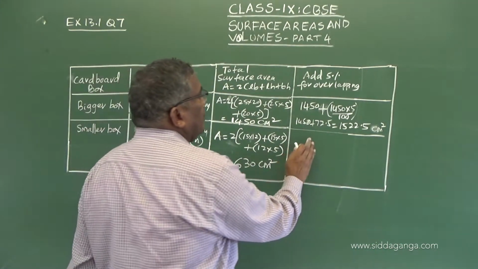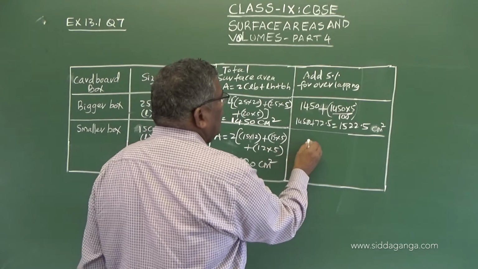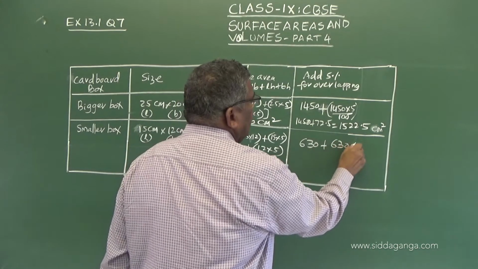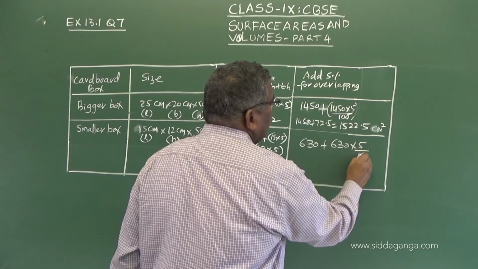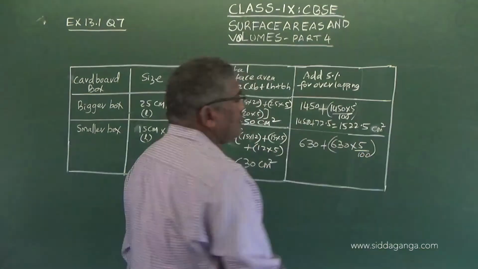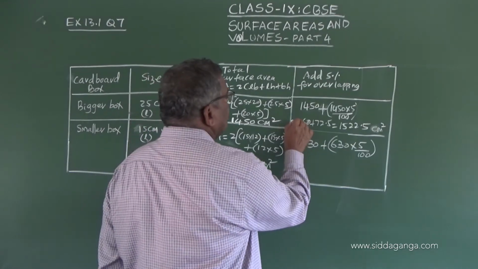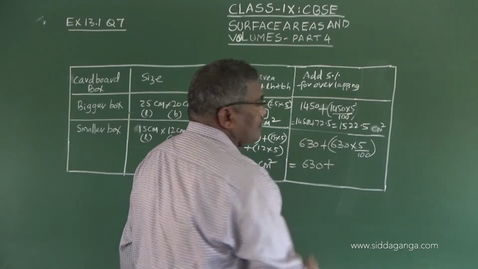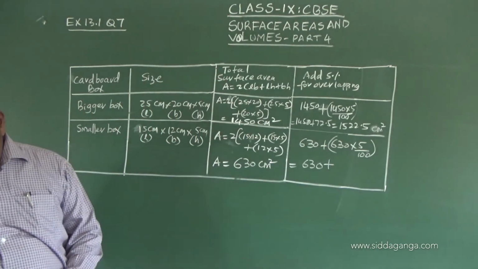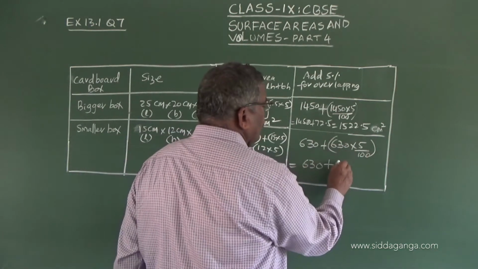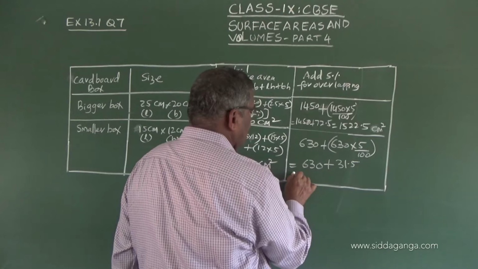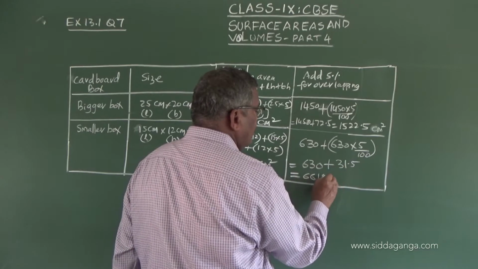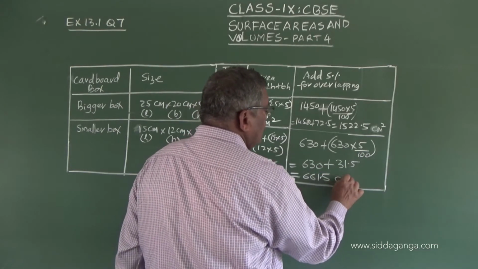So similarly in this case, this is 630 plus 630 into 5 divided by 100. So this is 5% of 630, which is 31.5. So 630 plus 31.5 equals 661.5 centimeter square.